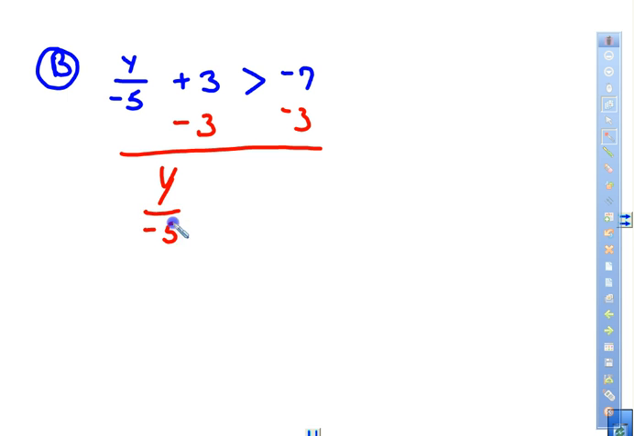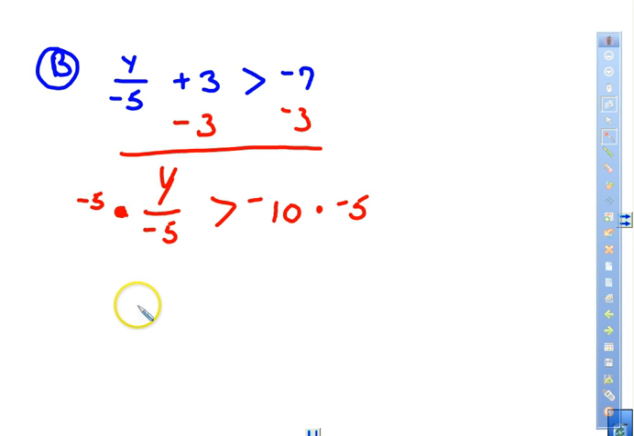over -5, or divided by -5, is greater than, and a negative plus a negative is going to be a negative. And so like signs we add, sign stays the same, so we get -10. And now we are going to have to get rid of this -5. And to get rid of that, since it says that we are dividing, we do the opposite. So we multiply by -5 to both sides.